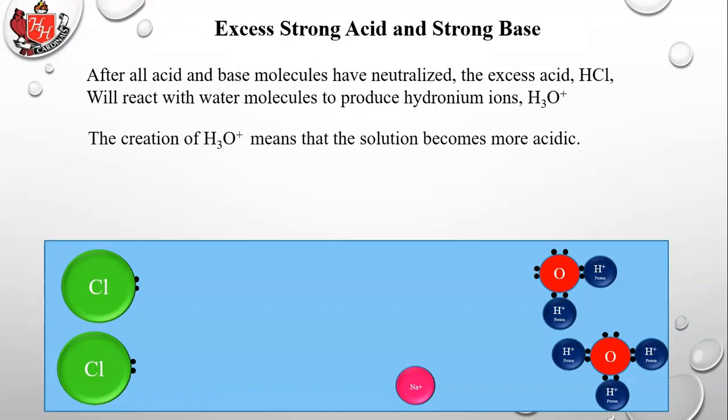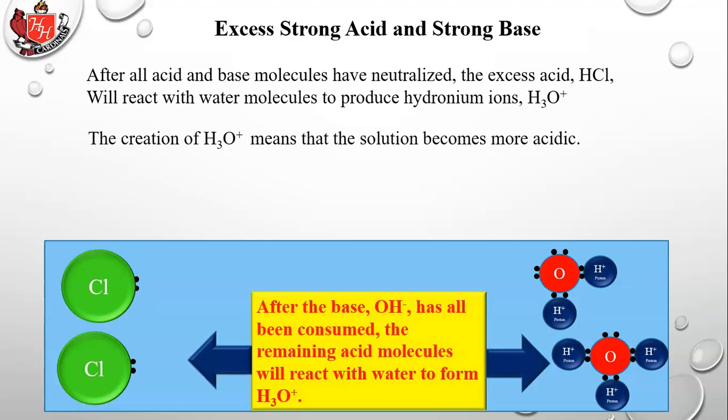The creation of H3O+ means that the solution becomes more acidic. So after the base OH- has all been consumed, the remaining acid molecules will react with water to form hydronium ions, H3O+.